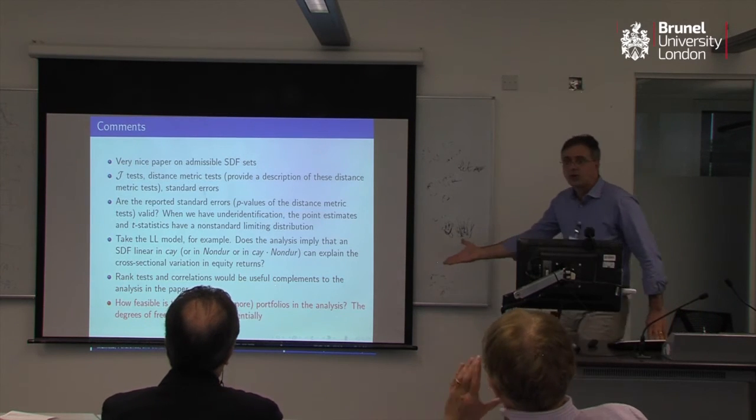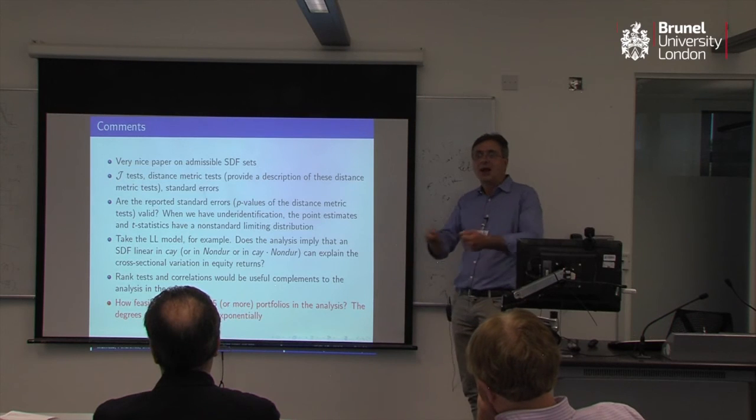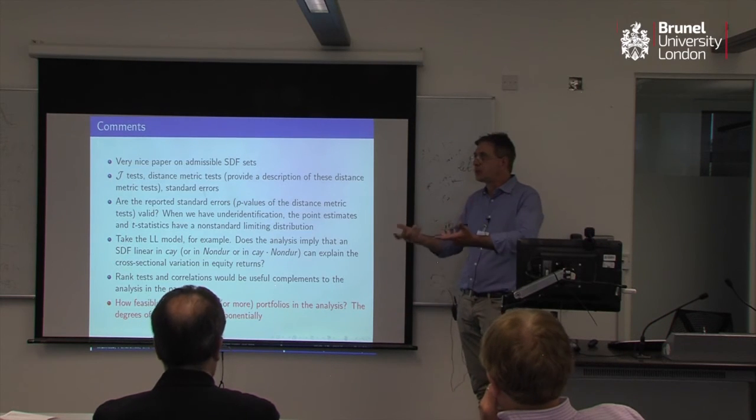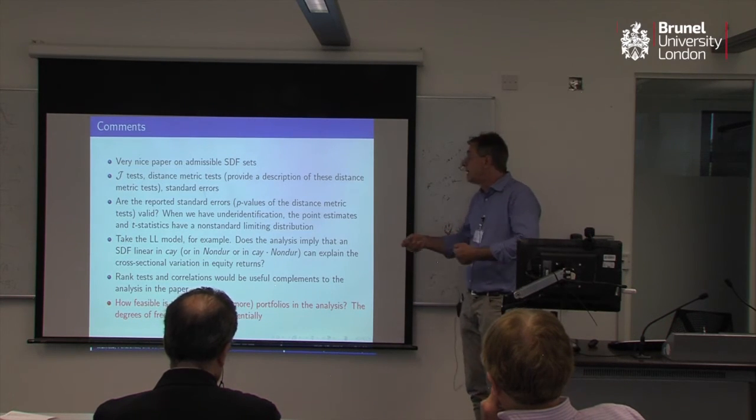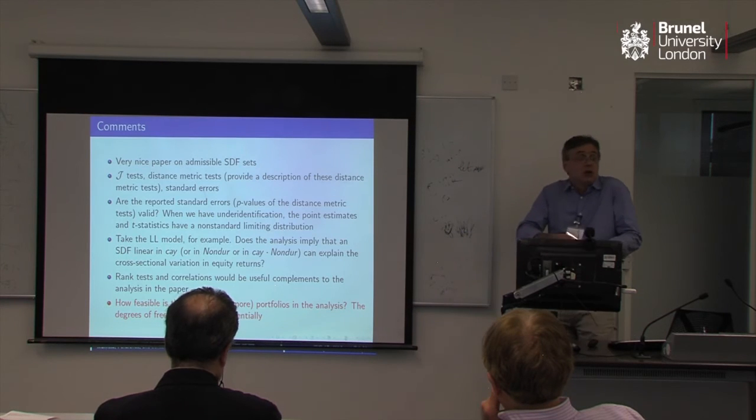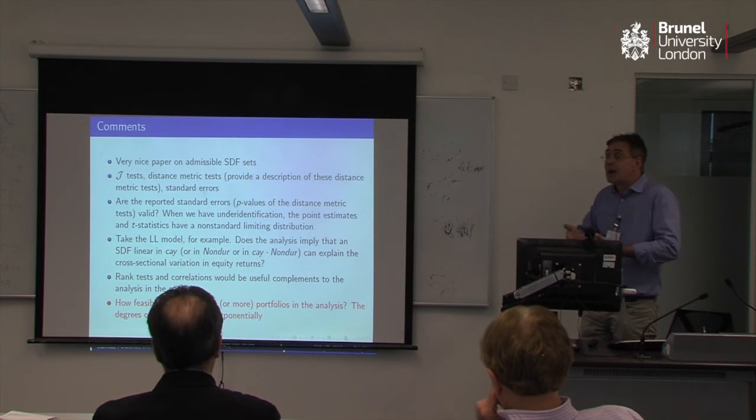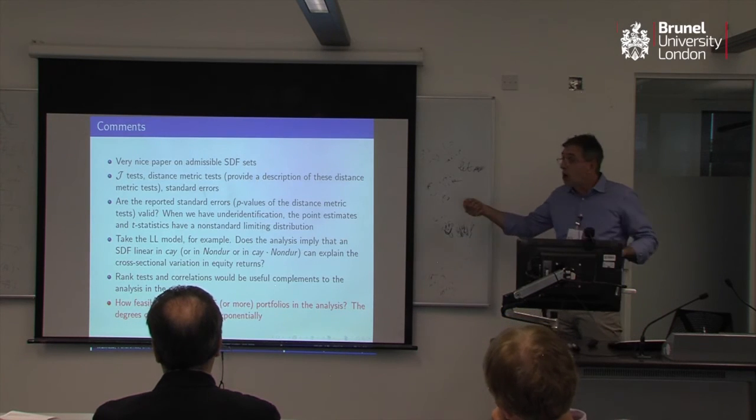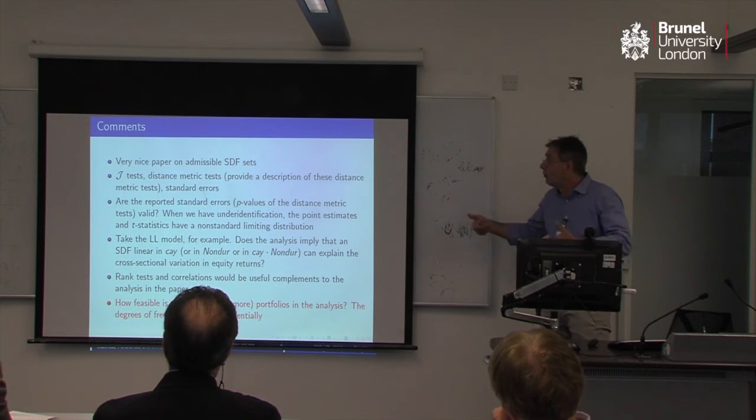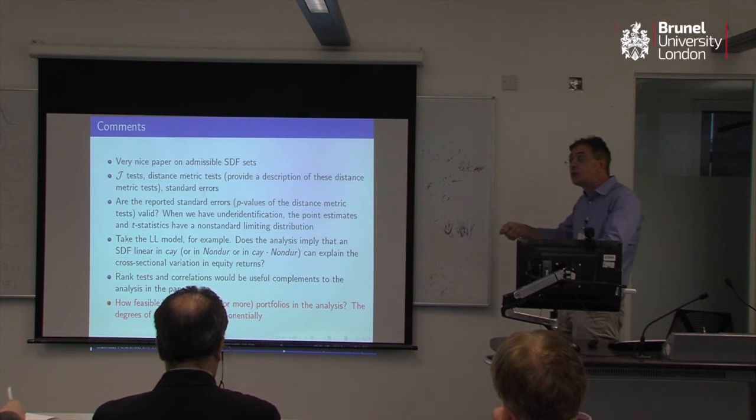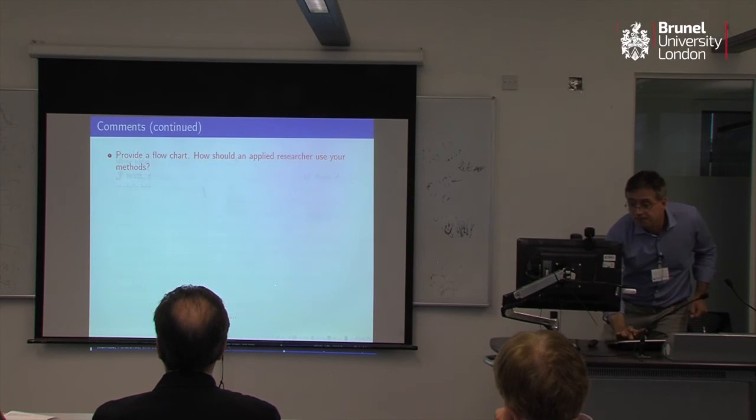And one of my questions is how feasible it is to use a large number of assets. In the previous version of the paper, there were 6 assets. Now, the number of degrees of freedom increases exponentially. It's not linear in the dimension of the null subspace. So how feasible is this? And I'm going to connect this to finite sample properties of a test.